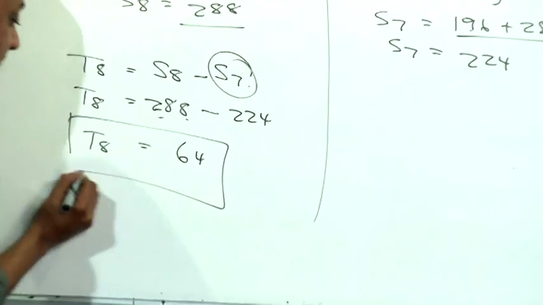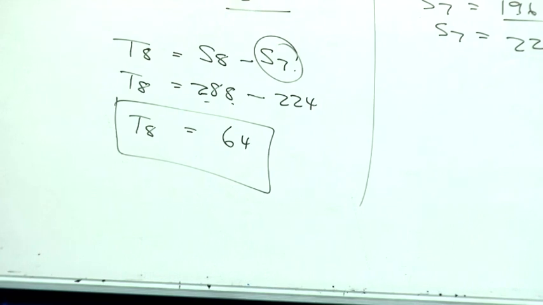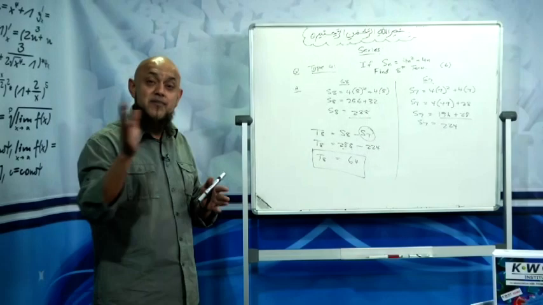And there we go, guys. That is our final answer. T8 is equal to 64. How did we get it? We took S8 minus S7.